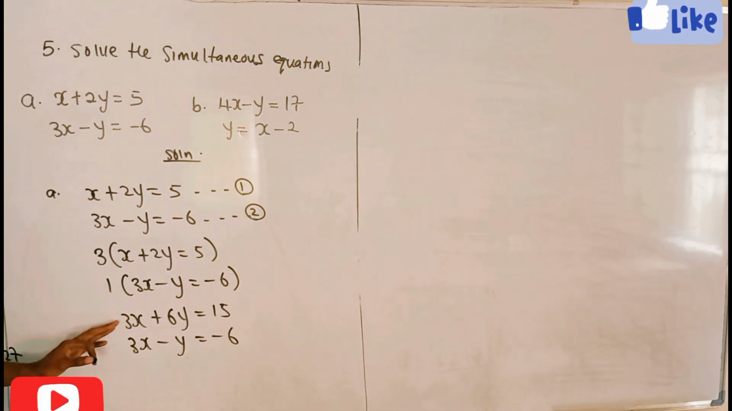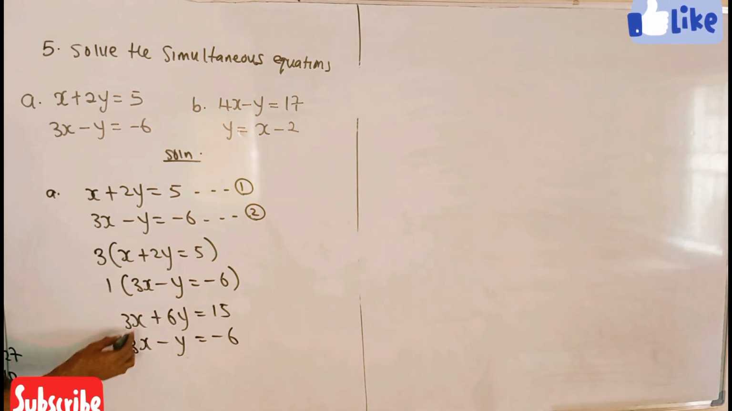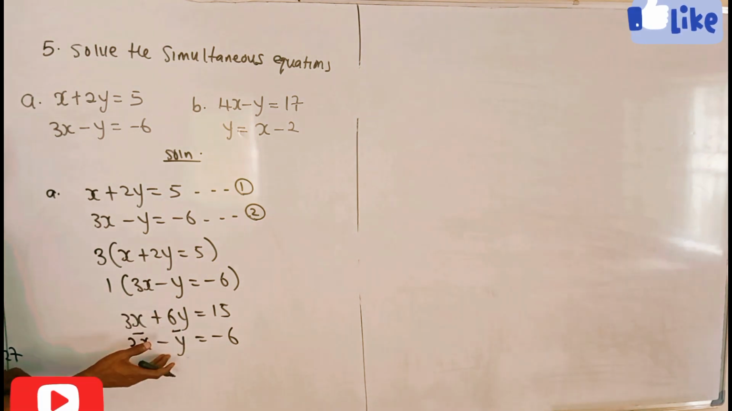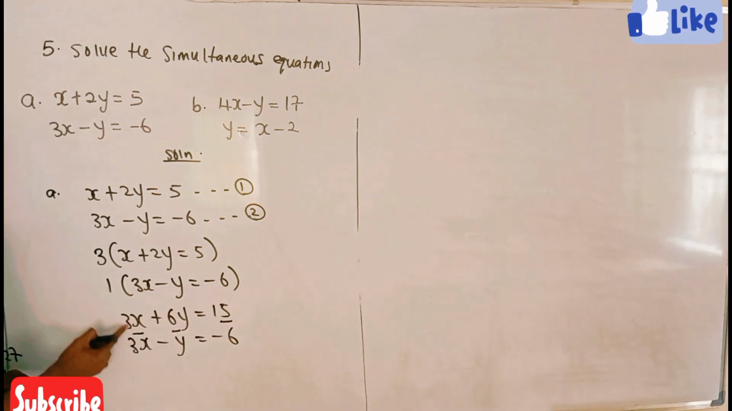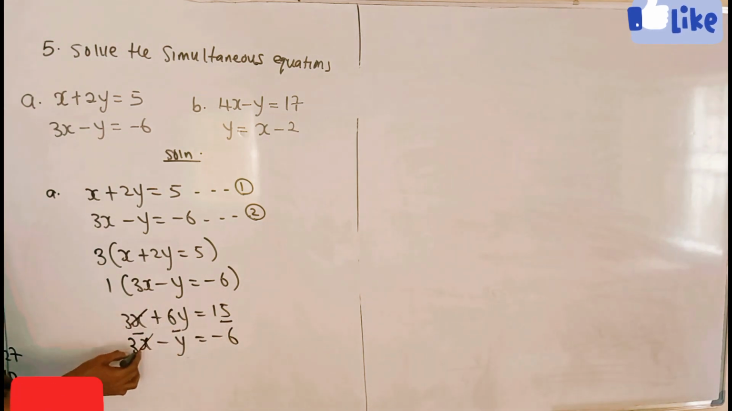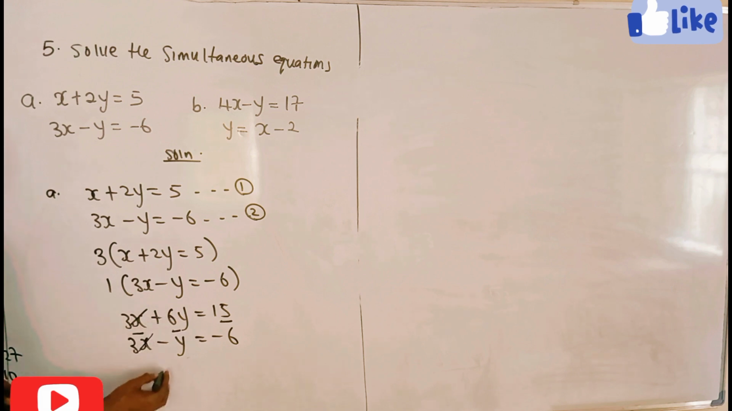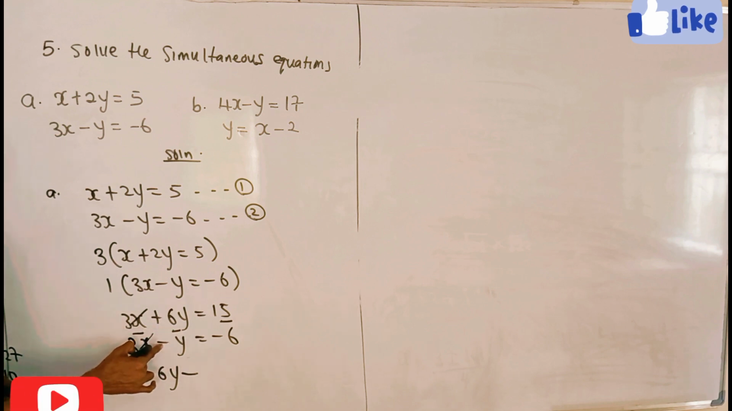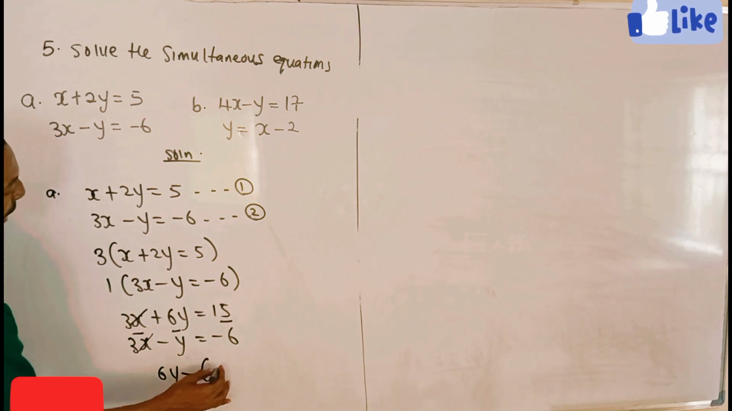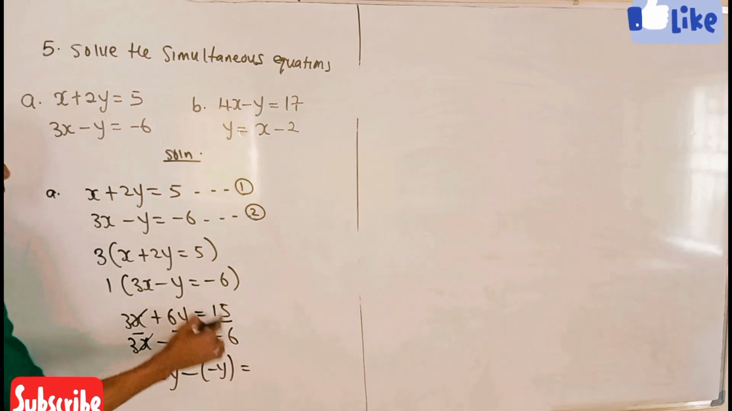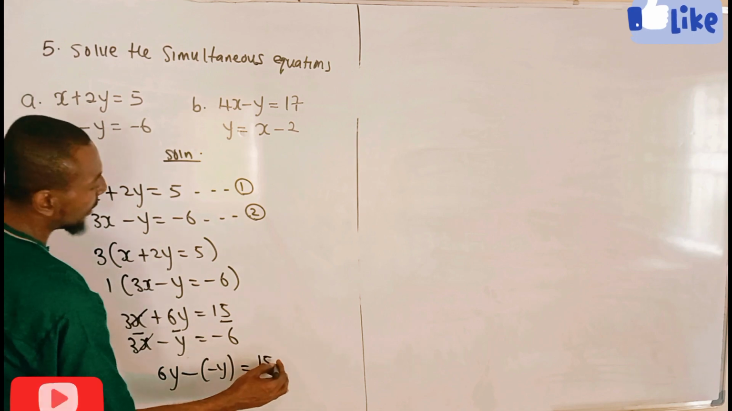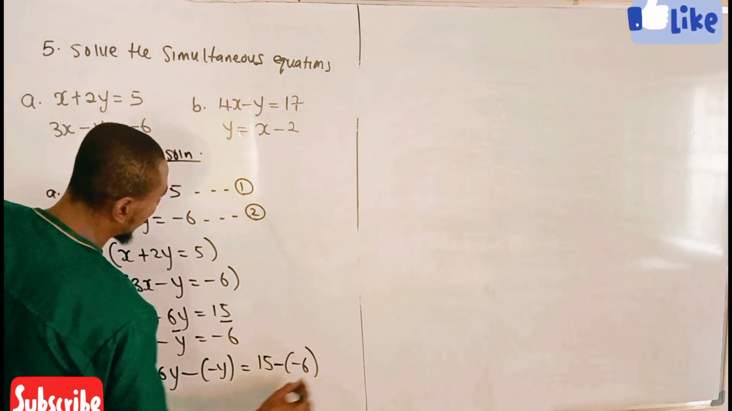So we can eliminate x to be able to find y, using equation 1, the equation at the top, minus the equation below. So we use minus: 3x minus 3x is 0. Then we have 6y minus, we have a double minus here, the minus bracket minus y, equal to 15 minus, and also another minus. So we have minus into minus 6.